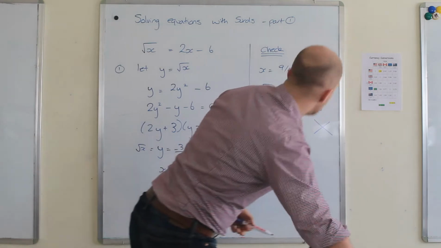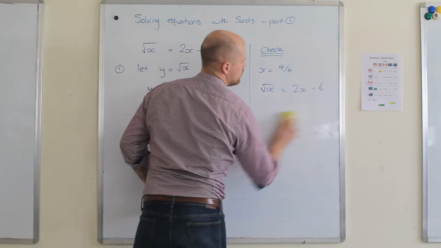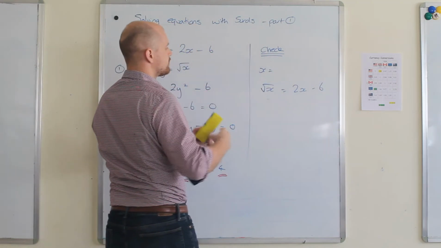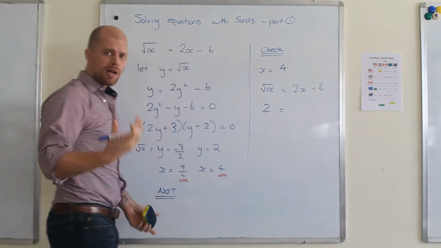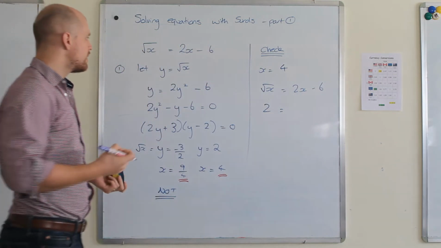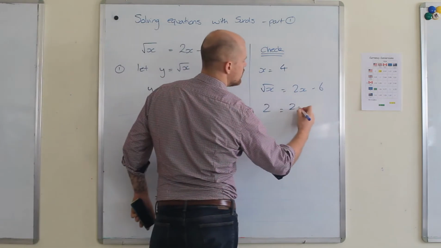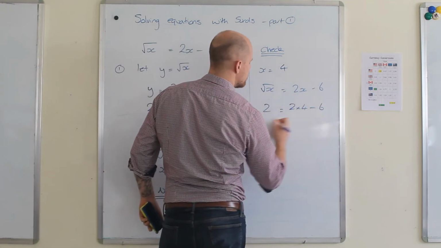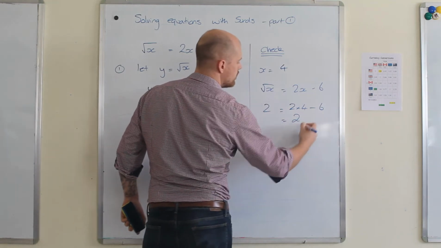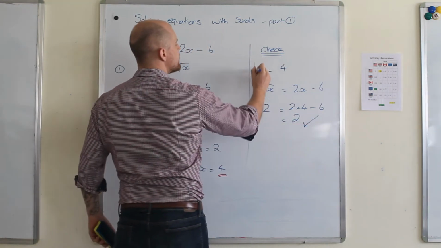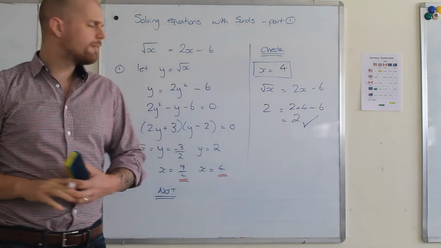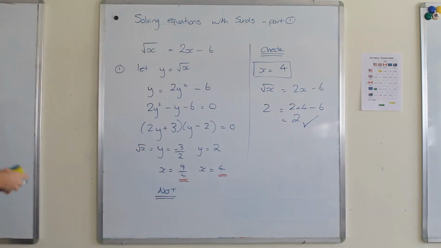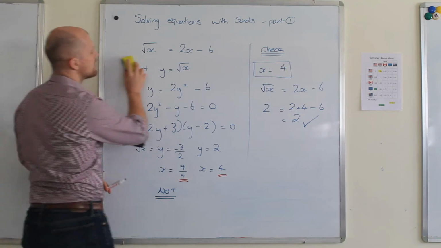Okay? Let's take x equals 4. Root x equals 2. Don't forget it's not minus 2, it's just plus 2. We take the positive solution only. And I do 2 lots of 4 minus 6. So that does indeed equal 2. Great. Therefore x equals 4 is my only solution. Okay? That's one way of doing it. I'm going to rub this out and we're going to do our second way.